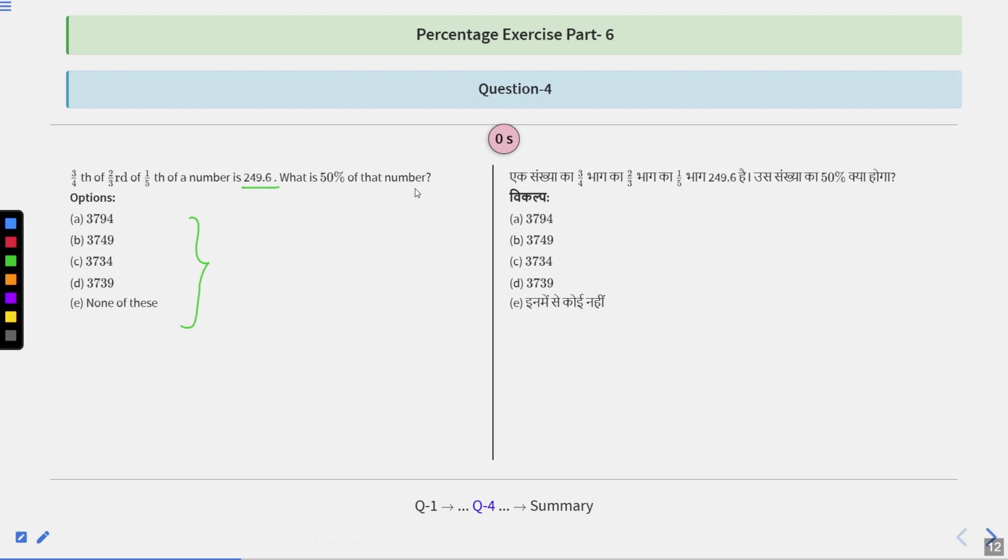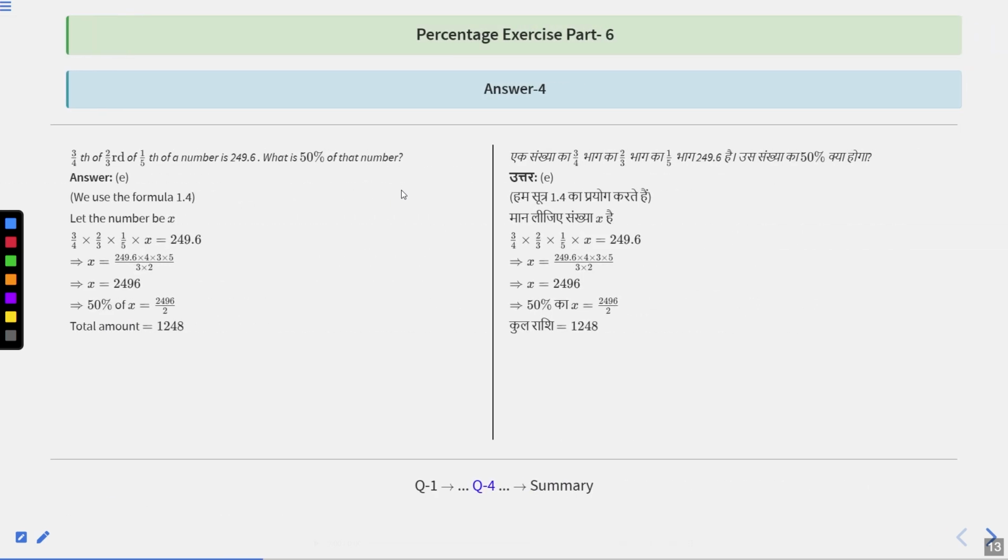Now time's up. Let's see the solution. 3/4 of 2/3 of 1/5 of a number. So we let the number x equal 249.6. It is given. So when you calculate it, x is 2496. What will be the 50% of that number? We divide the number by 2 and the amount will be 1248. So E is the correct answer. Next question.